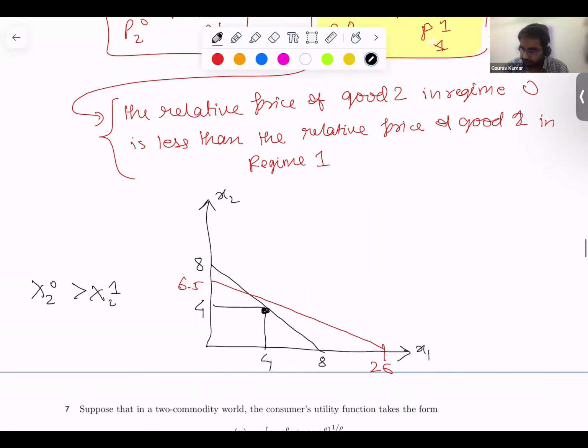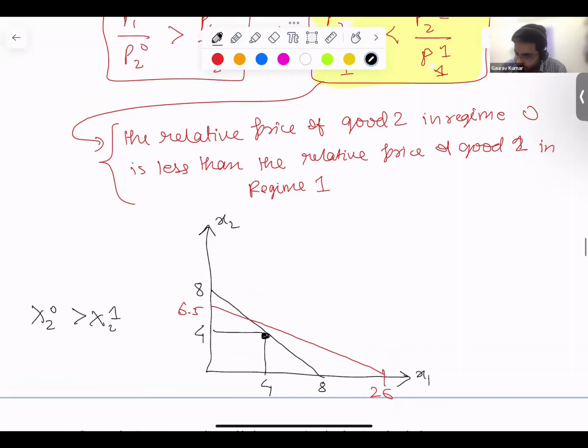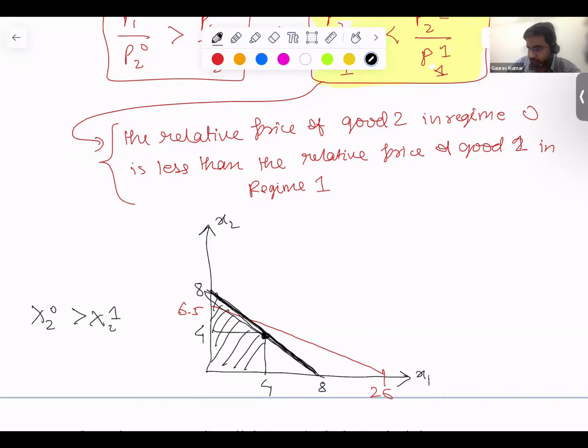Now here you have to use some logic and common sense. This budget line is the frontier. By frontier I mean the extreme of what you can buy in regime 0. Yeah, this represents what you can buy in regime 0. This is the maximum you can buy. Everything inside it you can also buy.